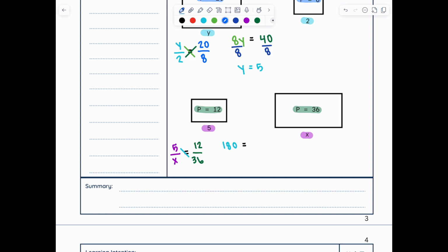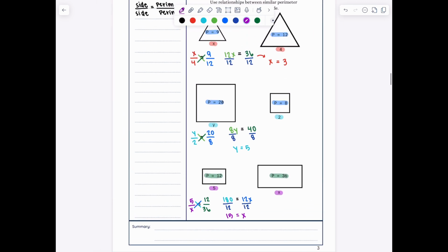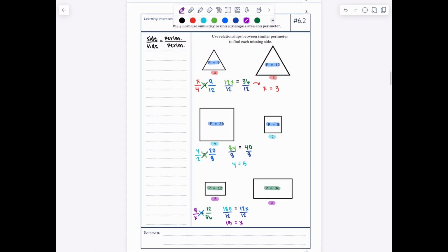So what I can do to finish off my proportion is I can say that 180 is equal to 12 times x. Last step, still I have to divide. So I divide by 12, and then 180 divided by 12 is going to be 15, and 12 divided by 12 is going to be 1x. So I have successfully solved for x there using the ratio of the side lengths and the ratio of the perimeter working together.